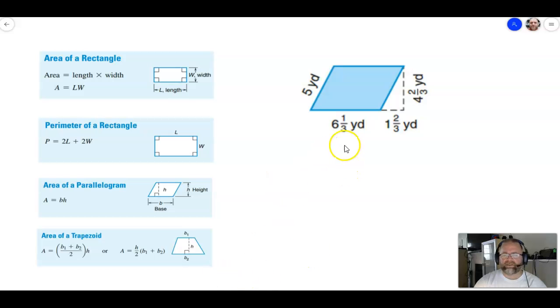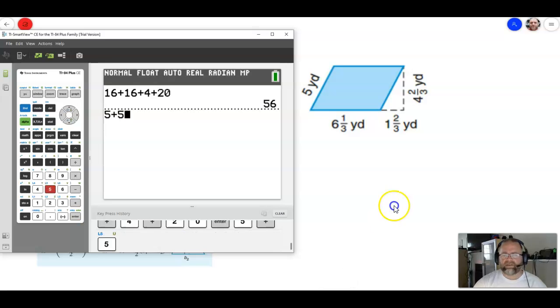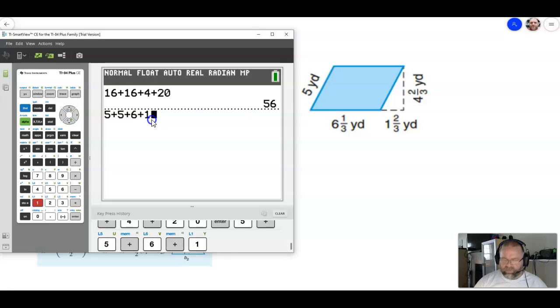So the perimeter is just going to be the four sides added up. So go to my calculator. I'm going to do 5 plus 5 because both of these are going to be 5. And then I have plus 6 1/3 plus 6 1/3. So I'm going to do that 6 plus 1/3 plus 6 plus 1/3. So you can either put it in like this into your calculator, or if you have the TI-30XS, there's actually a button on there that lets you put in a mixed number, and you can do that as well.